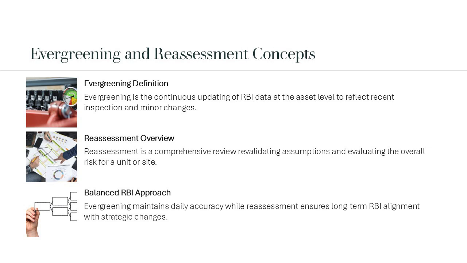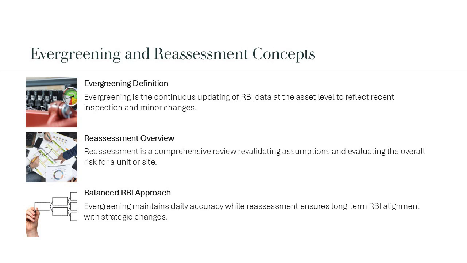Evergreening refers to the continuous, incremental updating of RBI data and results as new information becomes available. It is typically performed at the asset or component level and focuses on incorporating inspection results, minor process changes, equipment replacements, or repairs. Evergreening ensures that the RBI database reflects the most recent condition and operating context of individual equipment items without revisiting the entire assessment scope.